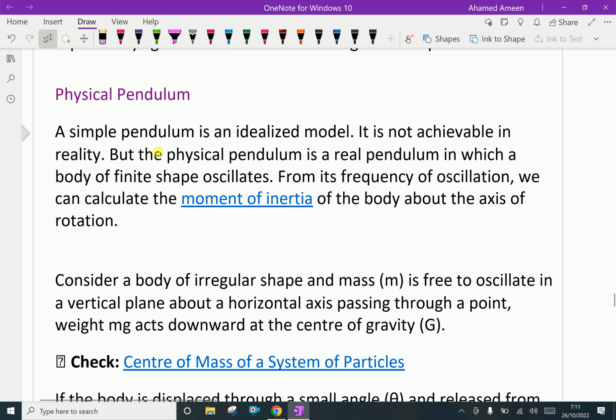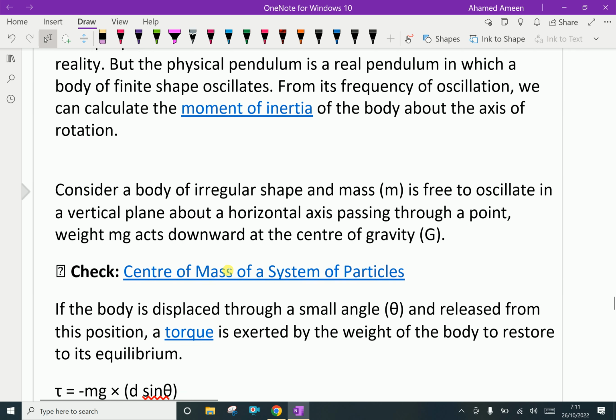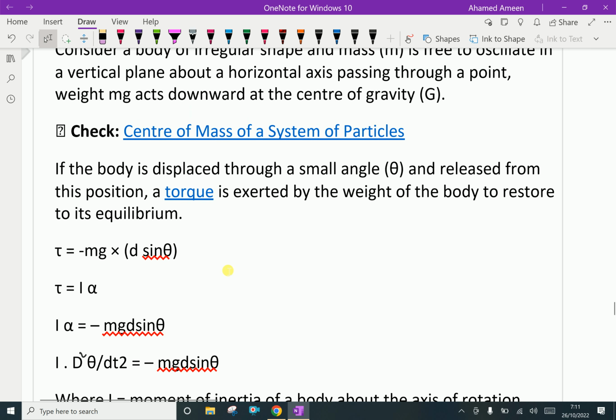Physical pendulum. Simple pendulum is an idealized model, it is not achievable in reality. But the physical pendulum is a real pendulum in which a body of finite shape oscillates. From its frequency of oscillation, we can calculate the moment of inertia of the body about the axis of rotation. Now, if the body is displaced through a small angle theta and released, a torque is exerted by the weight of the body to restore it to its equilibrium position.